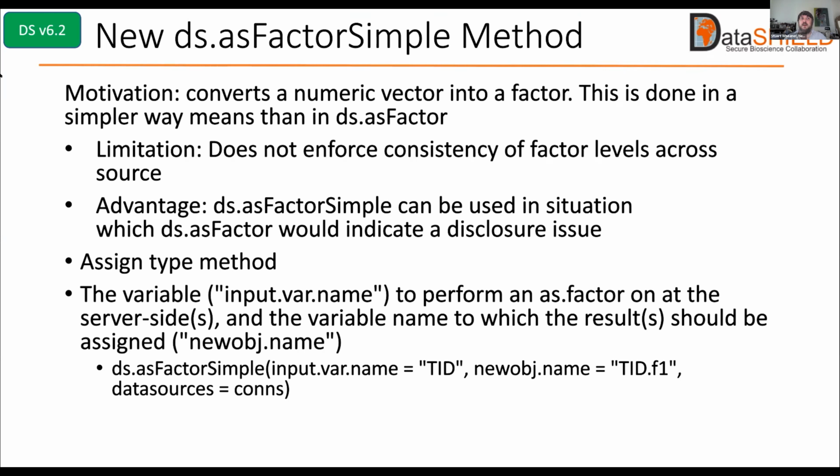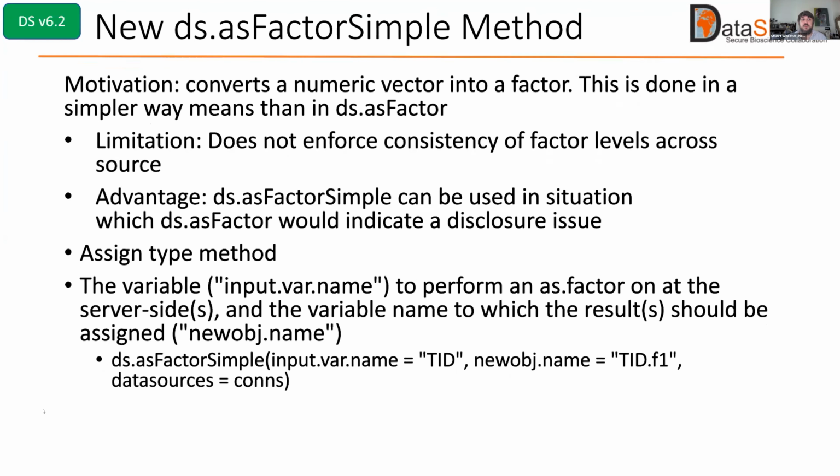The advantage of not doing that means that you can get back the factors, or you can assign them to the server without disclosure check issues being flagged to you, blocking your work. So you can see at the bottom there's yet again a little example, simple again. You just indicate which object on the server you wish to apply this operation to, and where you would like the results to be placed.